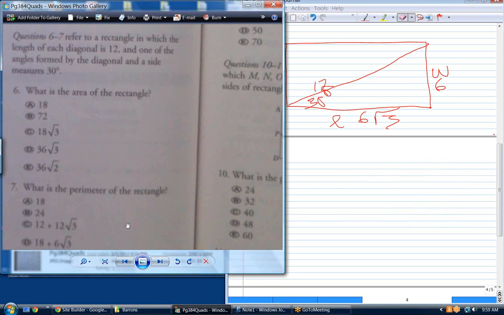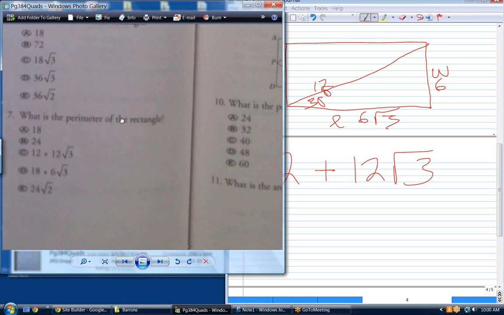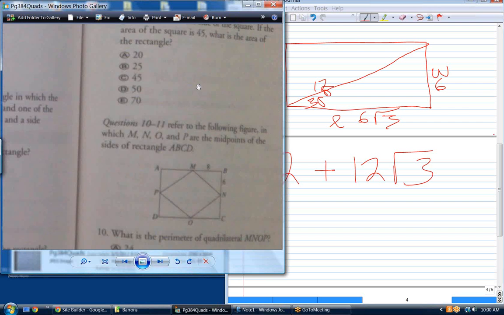And let's see, what's the perimeter of the rectangle? It is going to be 12 plus 12 root 3. Which is C. Okay.